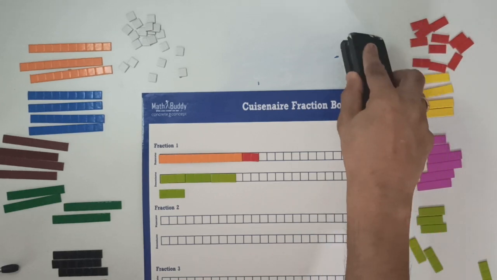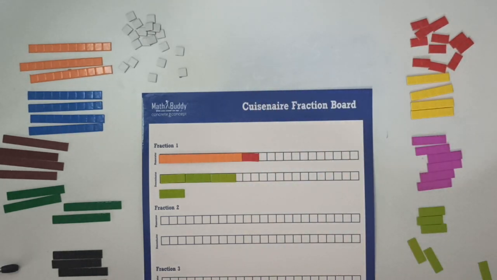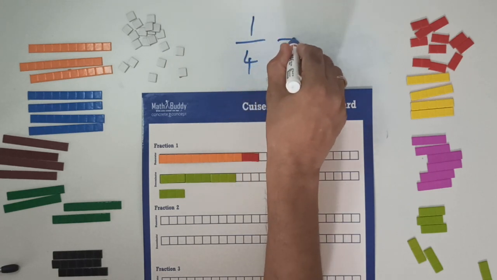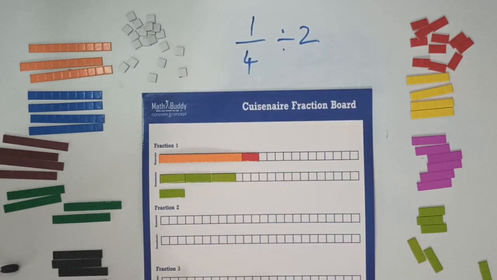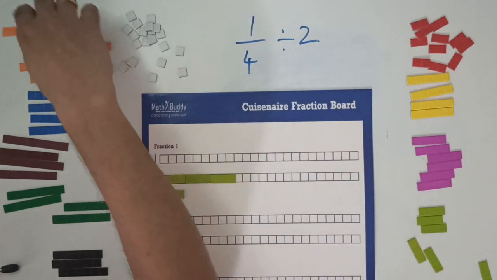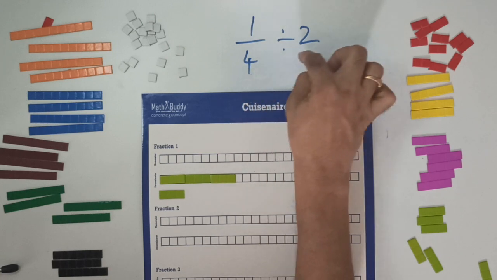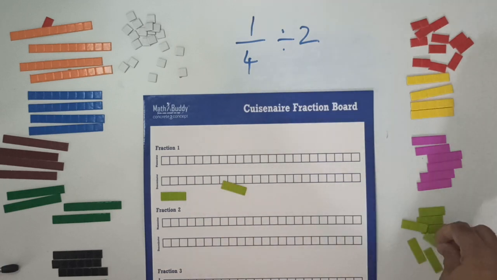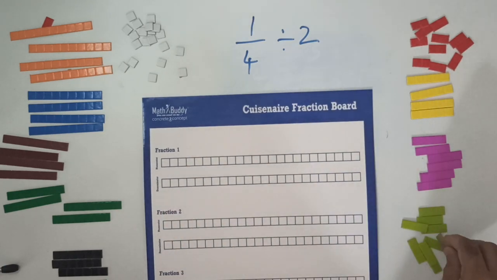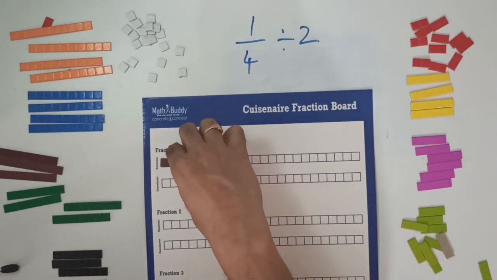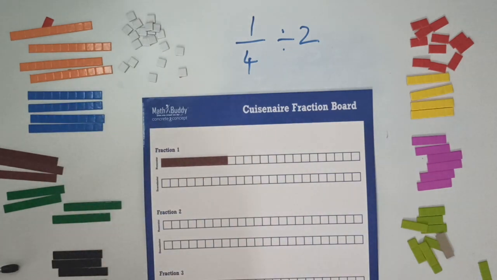Whenever we are dividing a fraction by a number, first thing is to identify a whole. Let's say I want to divide 1 by 4 divided by 2, right? So what will be the whole that we have? We'll take the whole as a product of the denominator and the number that we have, which is 8, right? So let's place all these things back and let's get the rod of length 8. Which is the rod of length 8? It's the brown rod. So that's our whole, right?